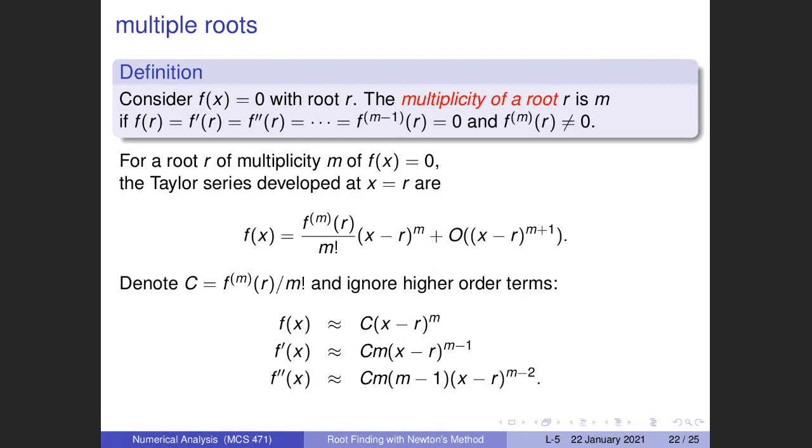What does this say about the Taylor series? Well, the Taylor series starts with the mth derivative of the function, which we will abbreviate by the constant c, and we will also ignore higher order terms. So the function behaves like c times x minus r to the power m, where m is the multiplicity. We can also say this about the first derivative and the second derivative. So what good does this do?